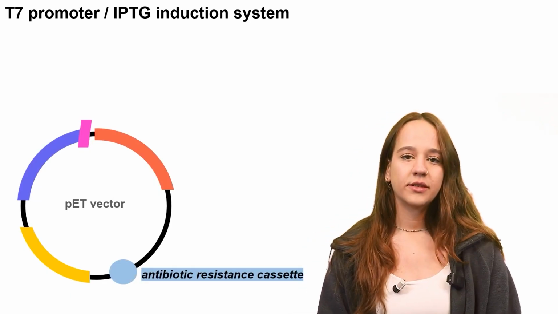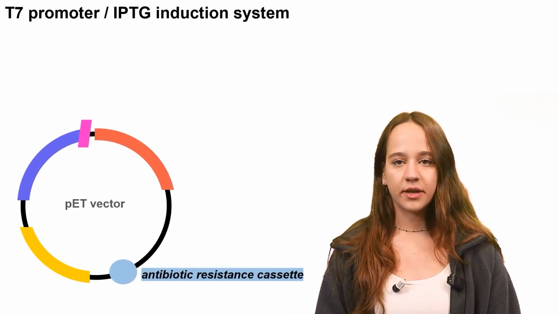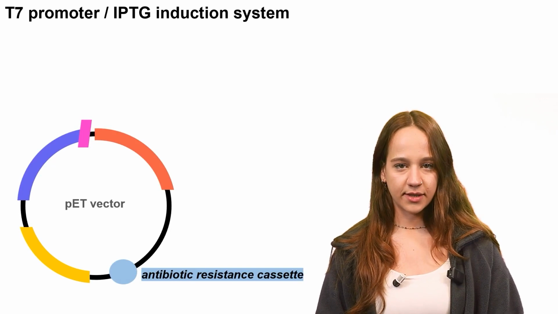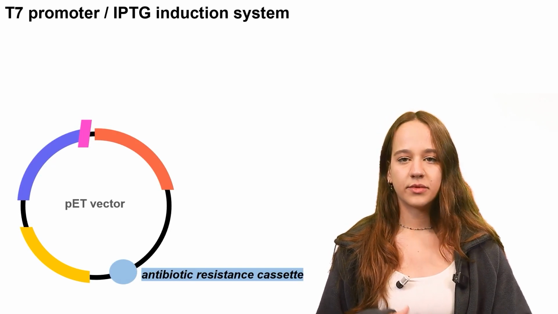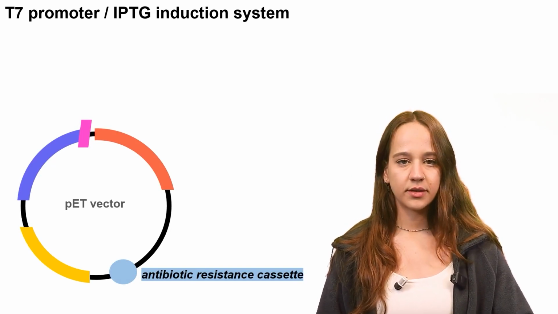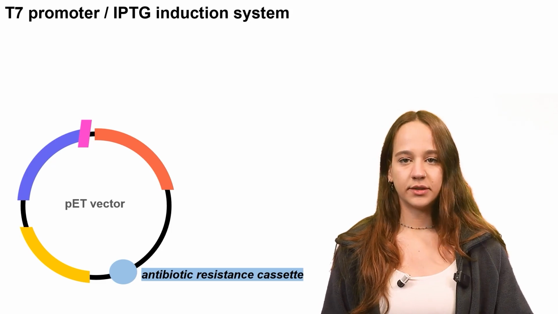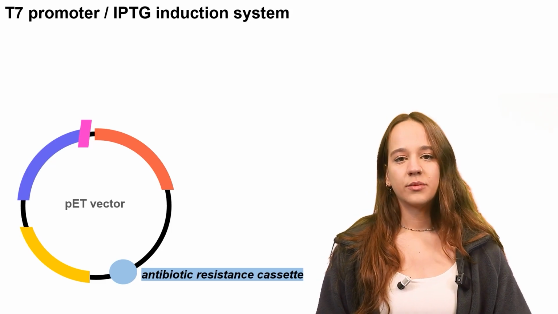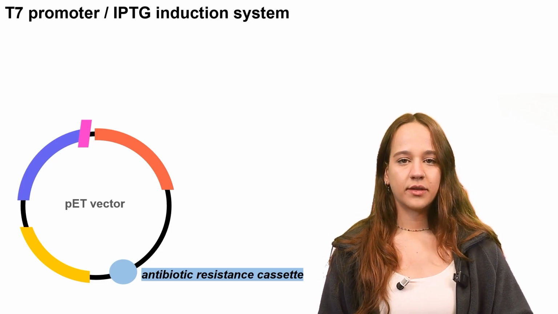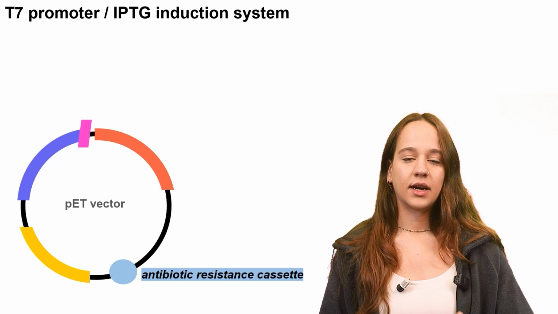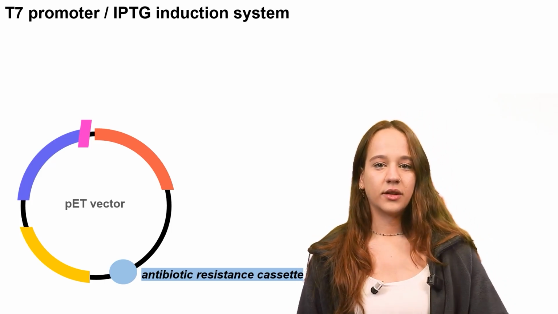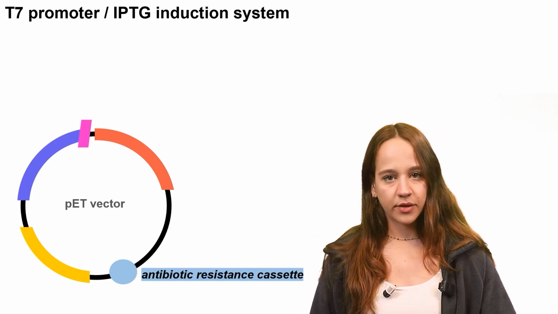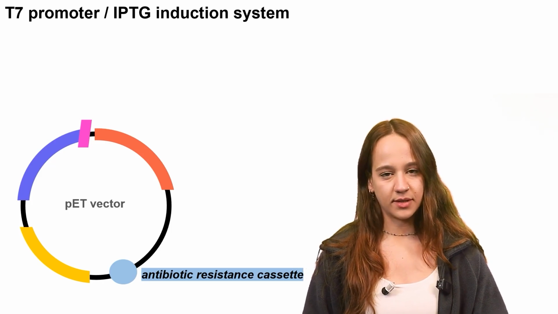The expression vector inserted in the bacterial cells generally carries a resistance cassette that confers resistance to the transformed cells to a particular antibiotic, in our case, kanamycin. This incubation period of 1 hour without antibiotics is called outgrowth. It allows for cell recovery and expression of antibiotic resistance.